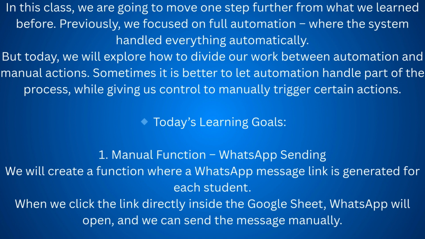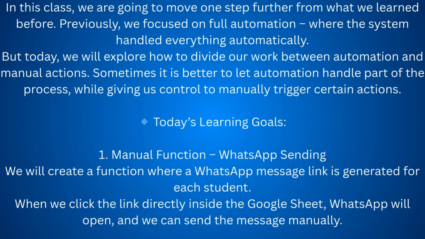In today's class 9, we are going to move one step further from what we learned before in class 8. Previously, we focused on full automation where the system handles everything automatically. But today we will explore how to divide our work between automation and manual actions. Sometimes it is better to let automation handle part of the process while giving us control to manually trigger certain actions. Today's learning goals: the manual function, WhatsApp sending.